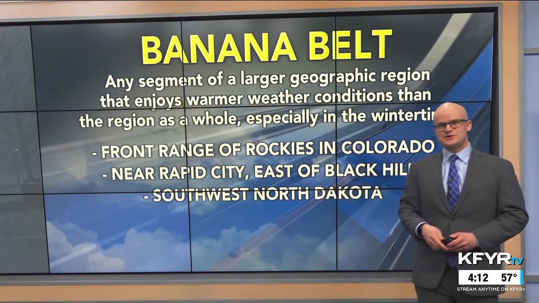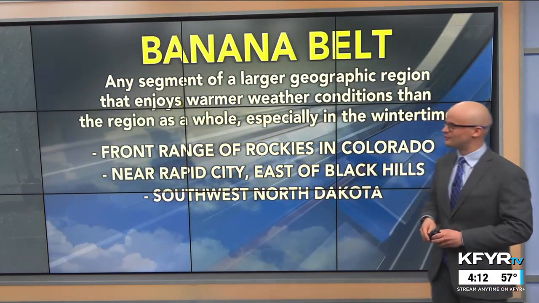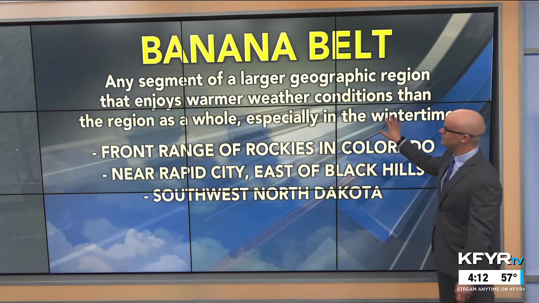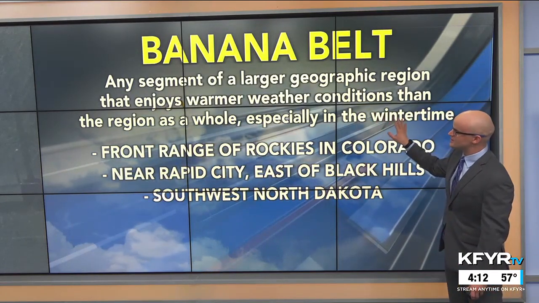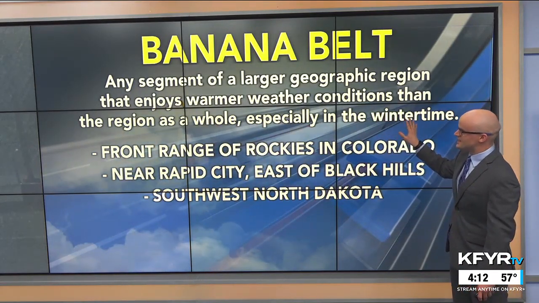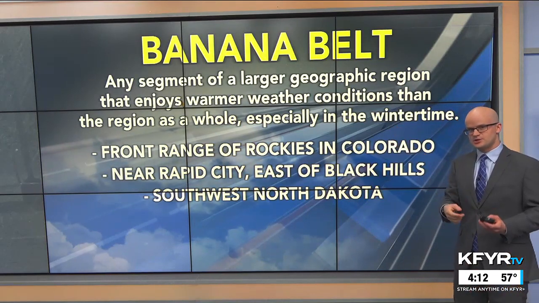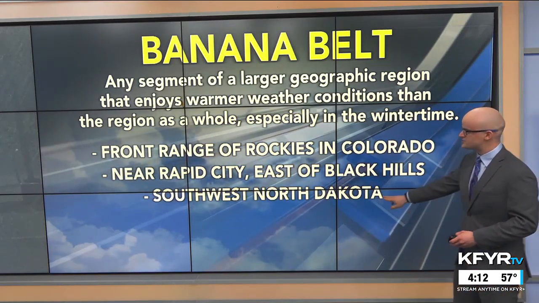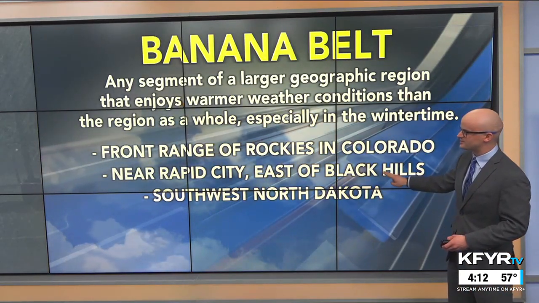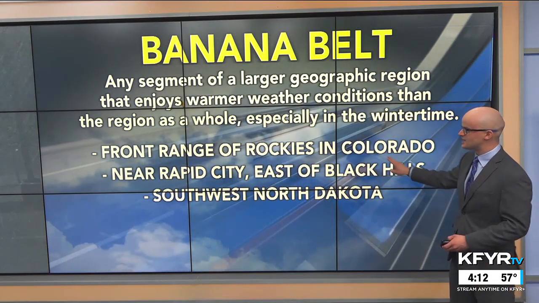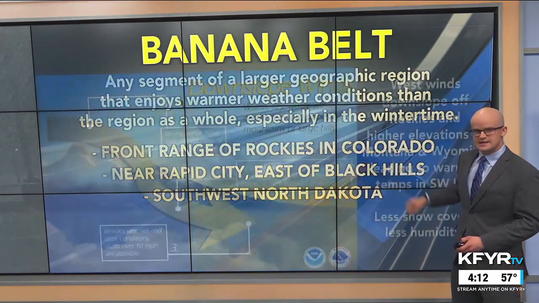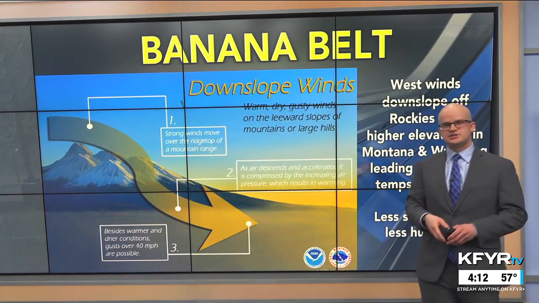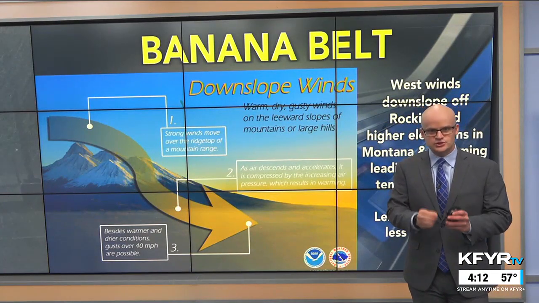It can sometimes be referred to as the banana belt of North Dakota, and that's any segment of a larger geographic region that enjoys warmer weather conditions than the region as a whole, especially in the wintertime, and that's the case across southwest North Dakota. Some other examples of banana belts are near Rapid City, east of the Black Hills, and the Front Range of the Rockies in Colorado. All of these have a similarity, in that they see downsloping winds.